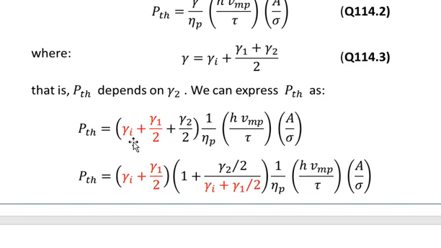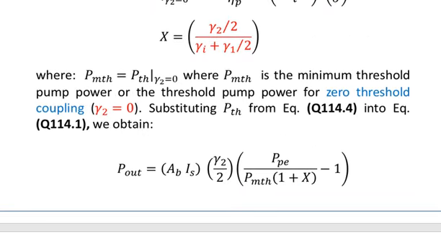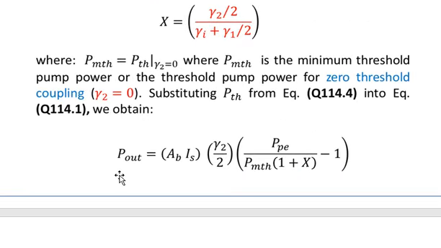So P threshold is equal to gamma I plus gamma 1 divided by 2 plus gamma 2 divided by 2. This is the full expression for the P threshold. Okay, actually this is what I have already explained. Now this is actually the output power. So you see that this is the output power from equation number 1.